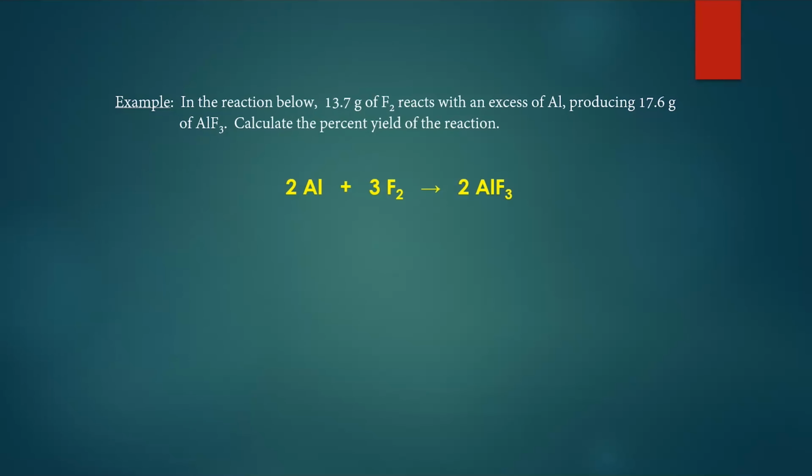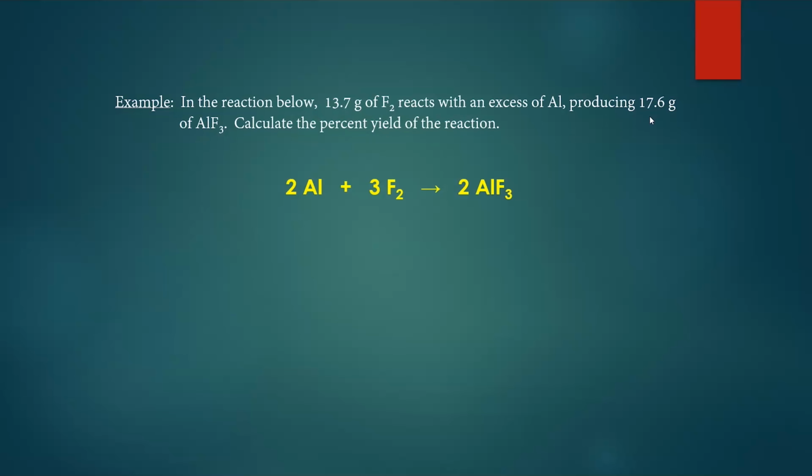All right, let's work through a sample problem here. So in this reaction of aluminum and fluorine combining to form aluminum fluoride, we're starting out with 13.7 grams of fluorine. We have an excess of aluminum. That means we have more than enough aluminum to react with all of the fluorine. And I'm telling you that we got 17.6 grams of aluminum fluoride, which is our product. So that 17.6 grams, that is the actual yield.